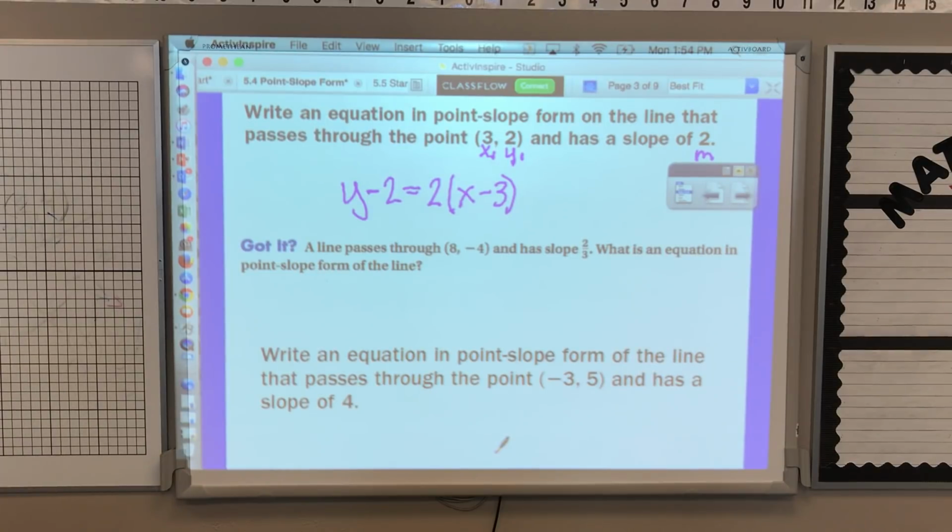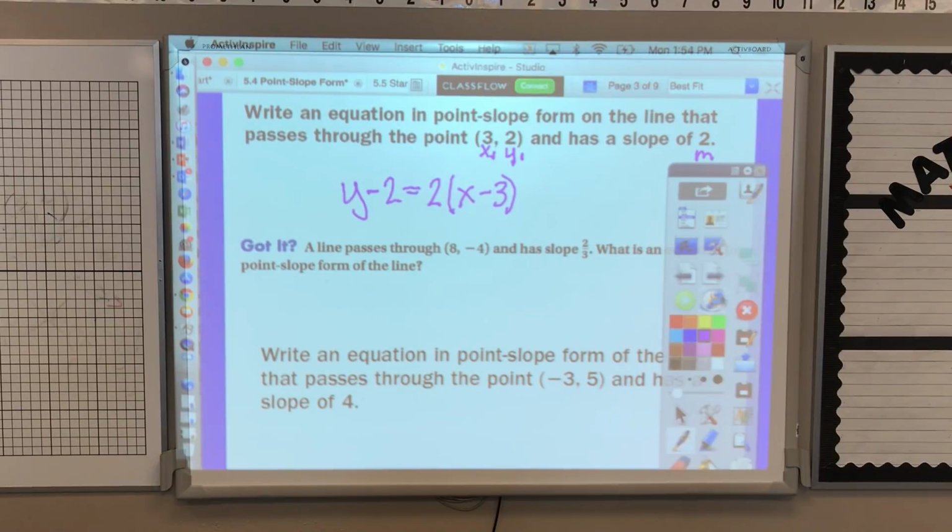Okay? And I just wrote an equation in point-slope form. So as long as you remember where to substitute in your numbers, this is a pretty simple equation to write when you're given an ordered pair and you're given the slope. Like I said, it becomes trickier when they give you an ordered pair that involves a negative.